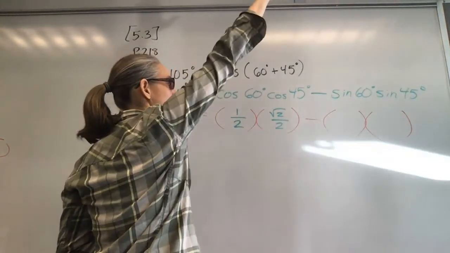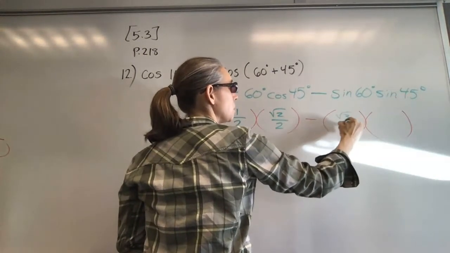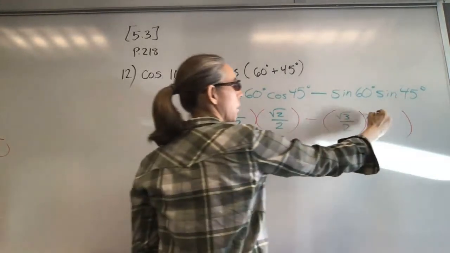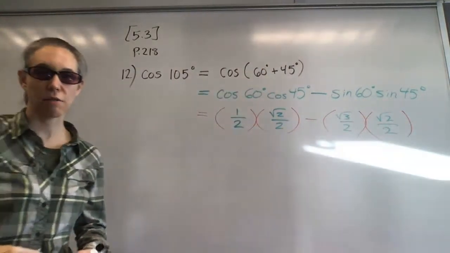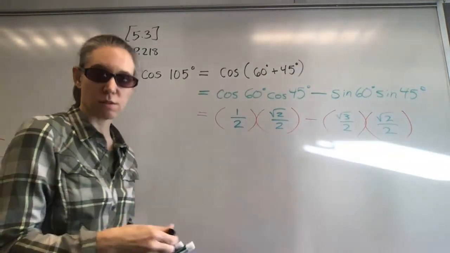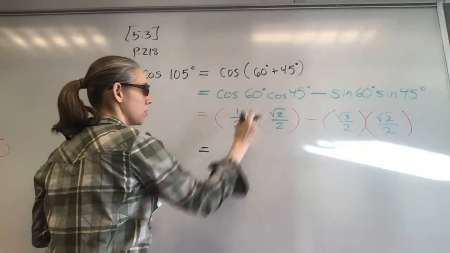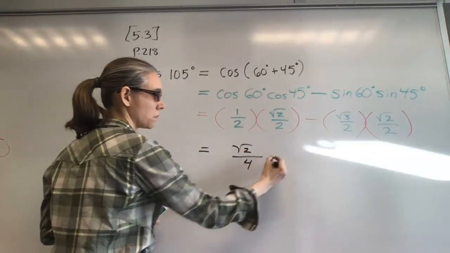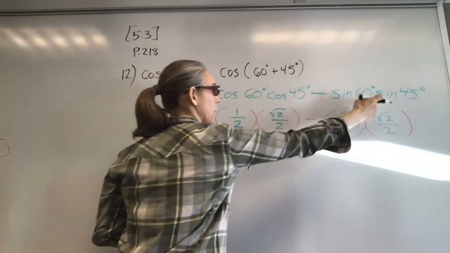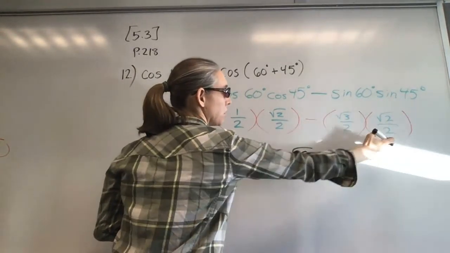60 is right here. The sine value there is root 3 over 2. And sine of 45 is root 2 over 2. So after you do that replacement step, now we're going to just do some simple multiplication to combine these. 1 times root 2 is root 2. 2 times 2 is 4. Root 3 times root 2 is root 6. 2 times 2 is 4.